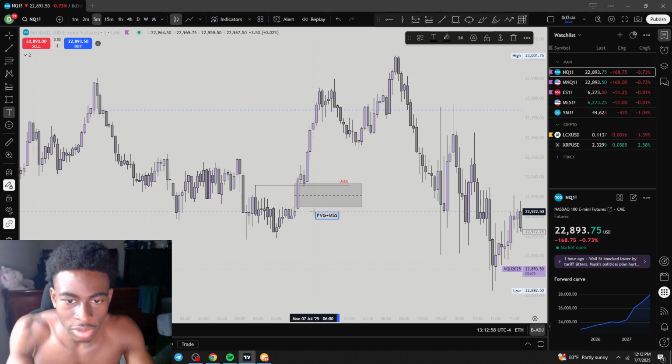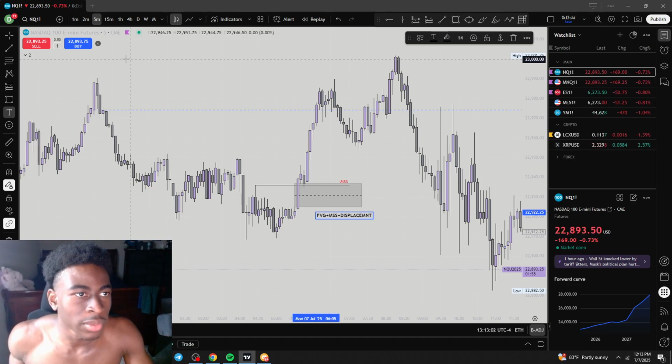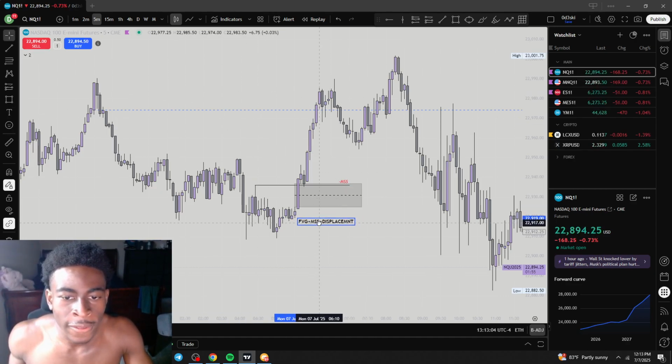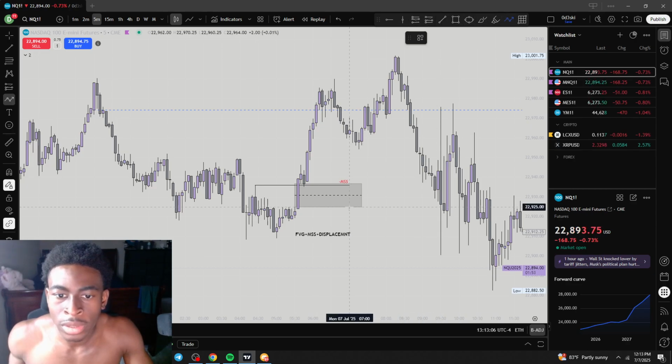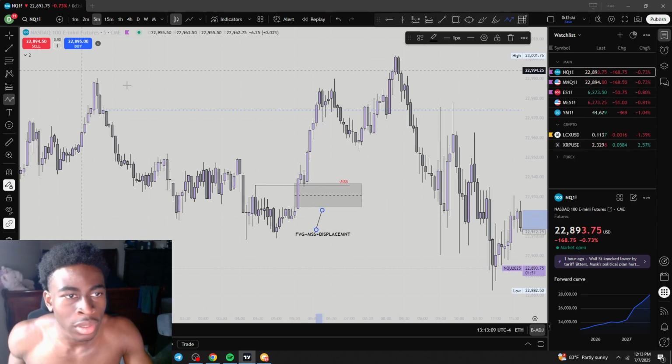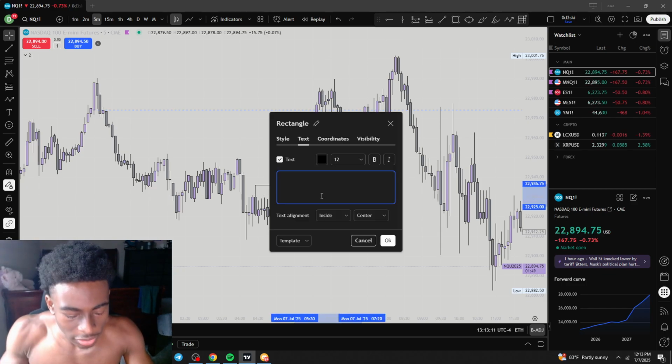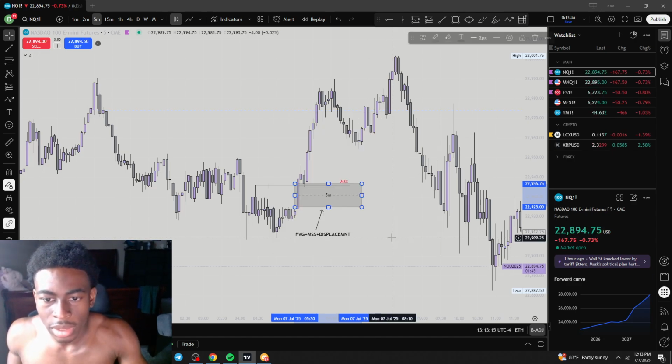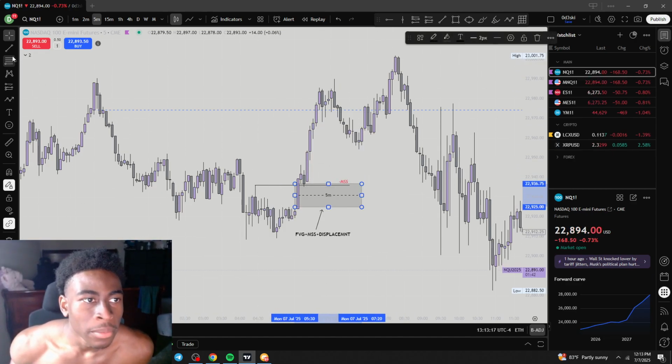Plus market structure shift, displacement. I know I spelled displacement wrong, but it's okay, y'all. We got that right over here on a 5-minute. I'm going to mark this out. 5-minute. 5 minutes. All right.